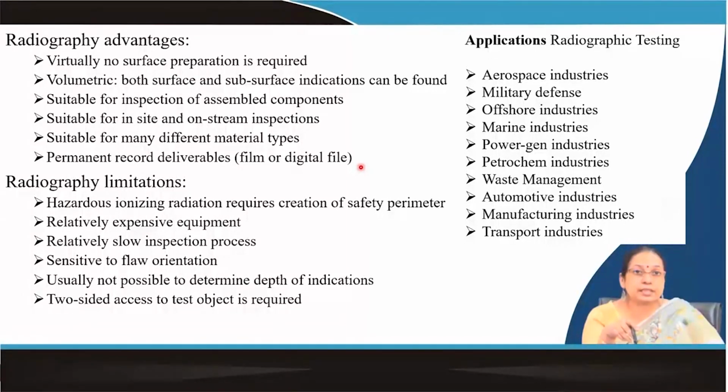It is volumetric in nature, suitable for inspection of assembled components, and suitable for inside and on-stream inspection. It can be applied to many different types of materials, and a permanent record can be made of the radiographic testing. Limitations: it requires hazardous ionizing radiation, so whenever X-rays or gamma rays are used, you have to be very careful and take protective measures. It is a little expensive and a slow process; for example, one sample takes 2-3 hours to get better resolution.